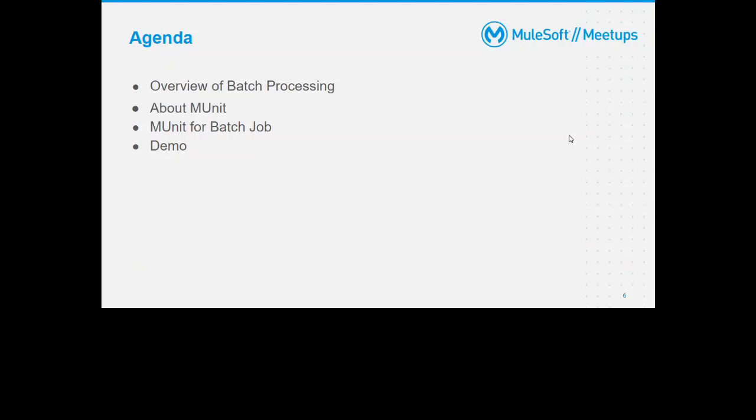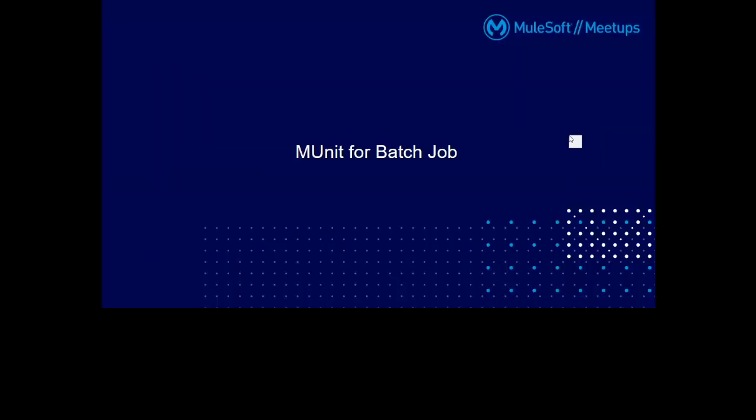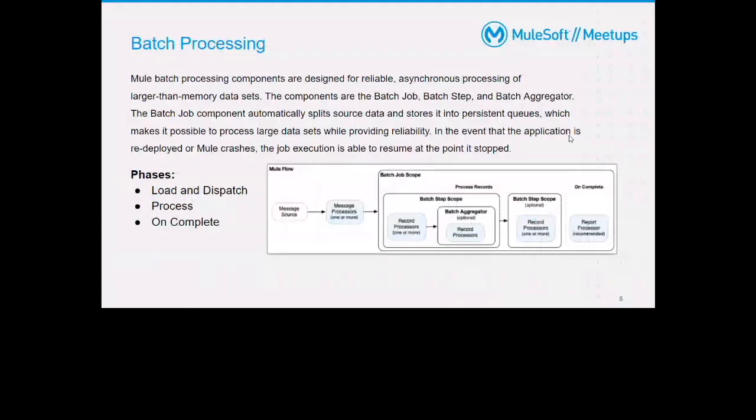A little overview on batch processing. Batch processing is an asynchronous process for accessing and processing large data. We have three different phases, load and dispatch, process, and on complete, as you can see in the picture. Over here we do the load and dispatch, then the processing part, and an on complete part.